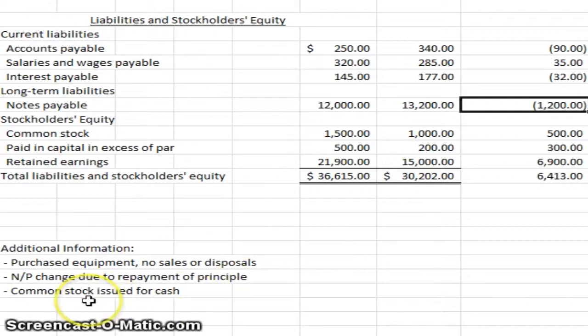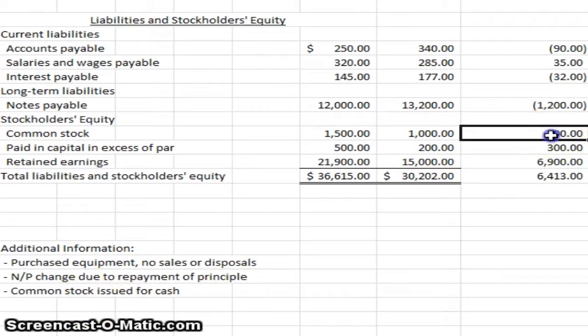And the last additional information we have deals with common stock. It says common stock was issued for cash. Okay, so we know that the stock account itself went up $500 and paid in capital in excess of par went up $300. So overall, it looks like we issued $800 additional dollars worth of stock. And if we issued that for cash, then I definitely want to put that on the cash flow statement.